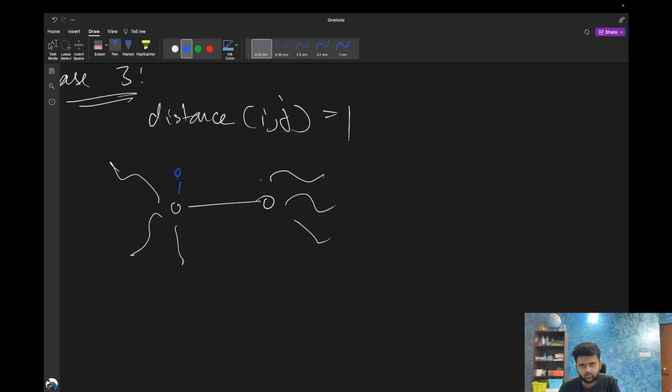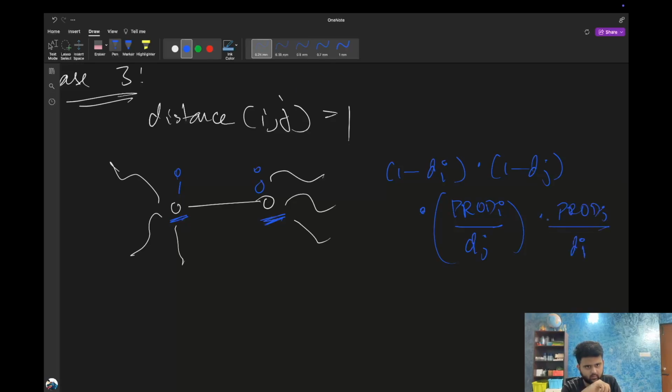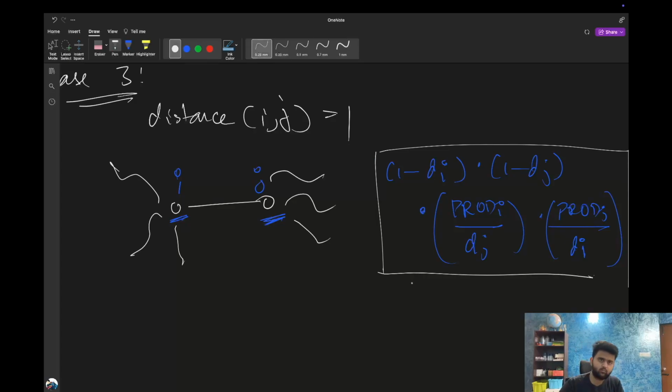So in that case we can just write down the probabilities. Let's say this is vertex I, this is vertex j. The probability of that happening is 1 minus di, the probability of this living, times 1 minus dj, the probability of this living, and times, so all the neighborhood are dying, so that is prod I, but we know dj is living, so we'll remove it, times the probability that all its neighbors are dying, prod j, times the probability that di dies. So this just remains to be the term.